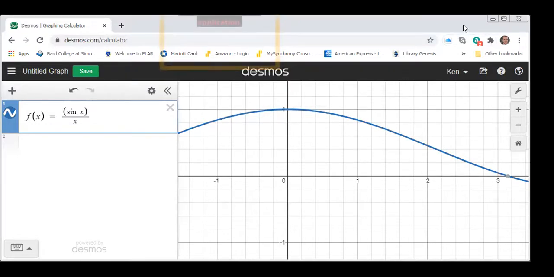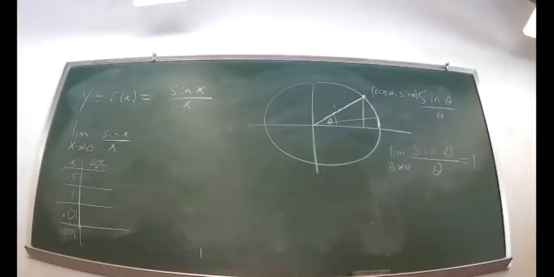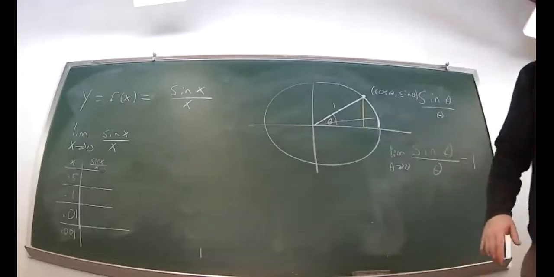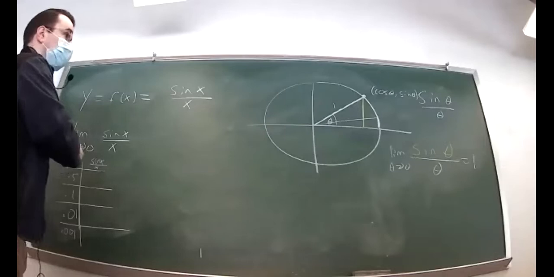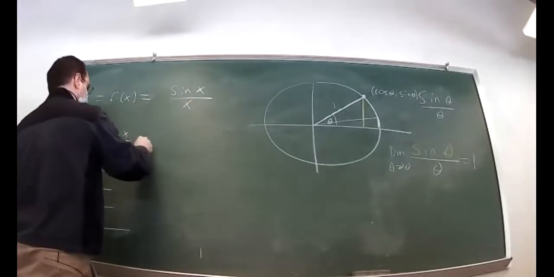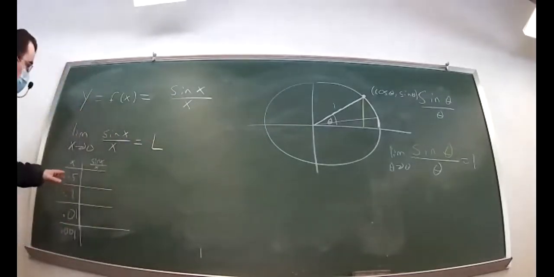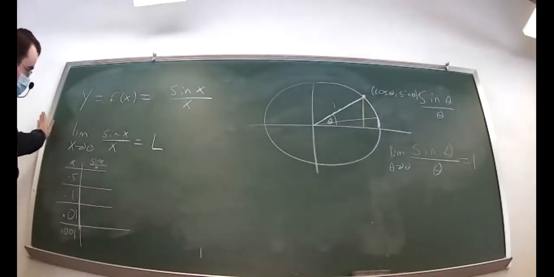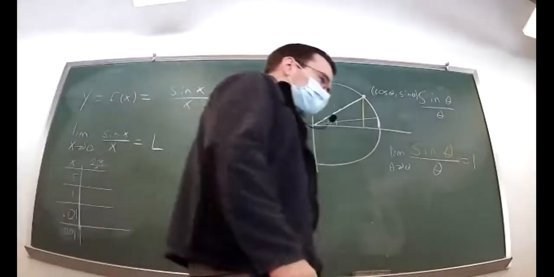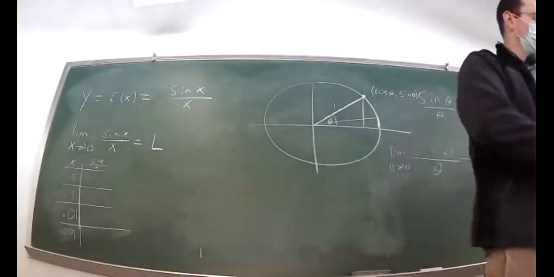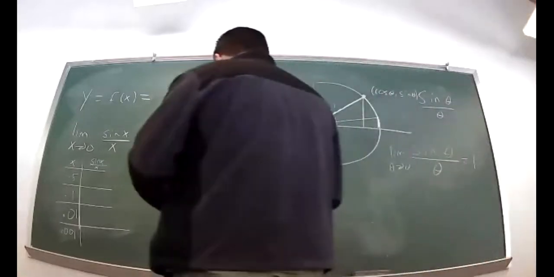So there are two different ways to see it: one graphically, one with the trig business. You could have also filled in the table, and you would see those numbers creeping up to 1. So what we learned is that the limit as x approaches 0 of sine x over x is equal to 1, because as those x values get close to 0, those y values get close to 1. And that's something we will use.